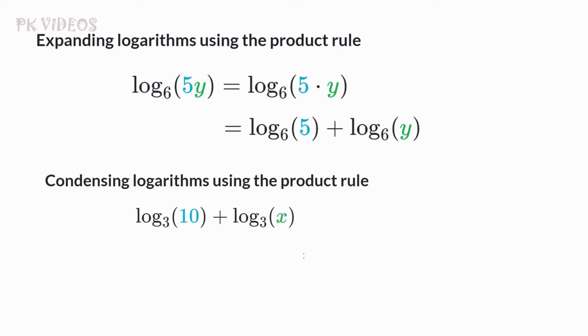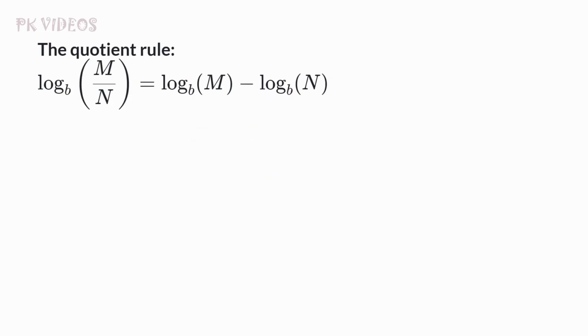Similarly, condensing logarithm using the product rule. Now we have two logarithmic expressions added, and the logarithmic expressions have the same base, log 10 to the base 3 plus log x to the base 3. So we can simplify it as log 10 times x to the base 3, which is log 10x to the base 3.